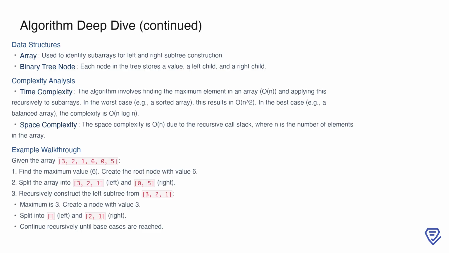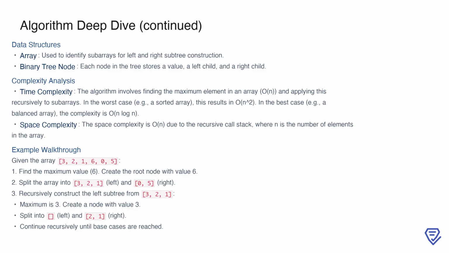Analyzing the algorithm's complexity, the time complexity is driven by the process of finding the maximum element in the array, which takes O(n), and the recursive calls on subarrays. In the worst case, such as with a sorted array, the algorithm's time complexity becomes O(n squared). However, in a more balanced case, the time complexity improves to O(n log n). Space complexity, on the other hand, is determined by the recursive call stack, which can go as deep as the number of elements in the array, leading to O(n) space complexity.